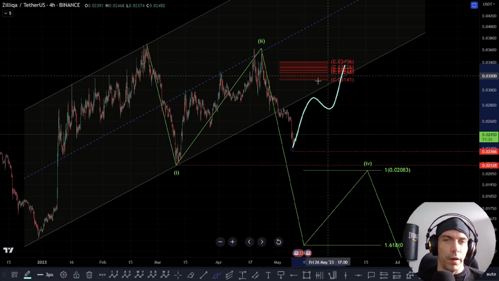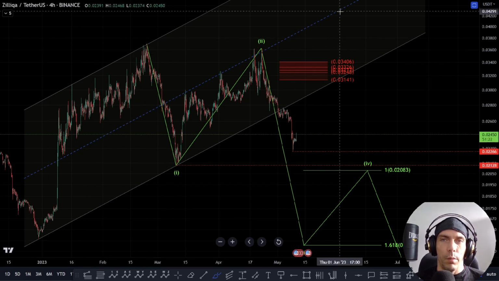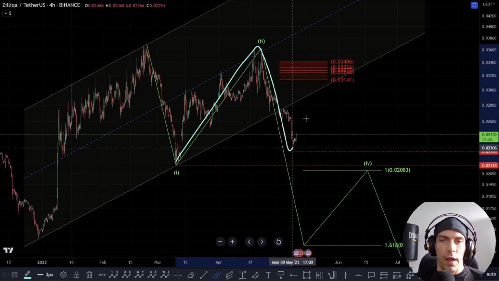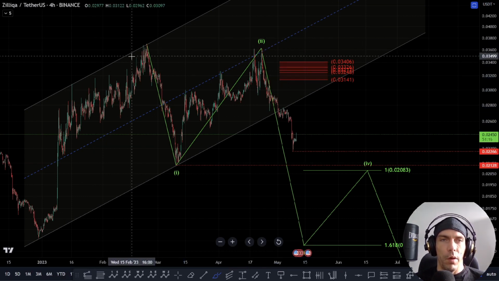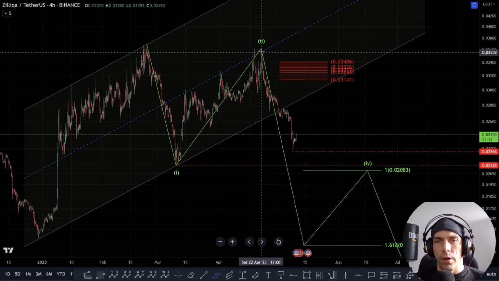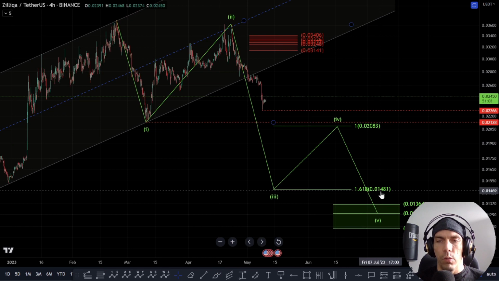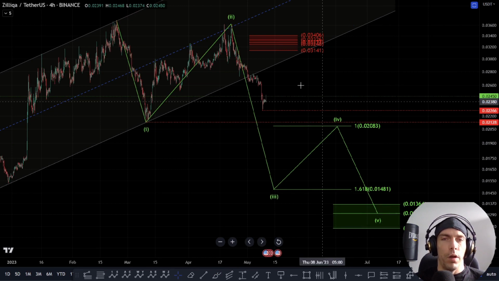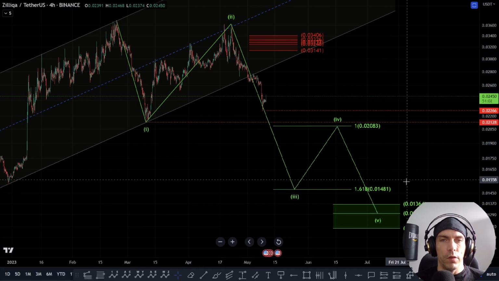Whether we form something like a triangle here, or potentially this is WX and we get a push one more time to the upside as an ABC, what we could see is this whole move still be a correction in that wave 4. But if we do start to break down directly here, what I would be looking for is basically this 0.1481. That would be our impulsive area that we're looking for, that 1.618.